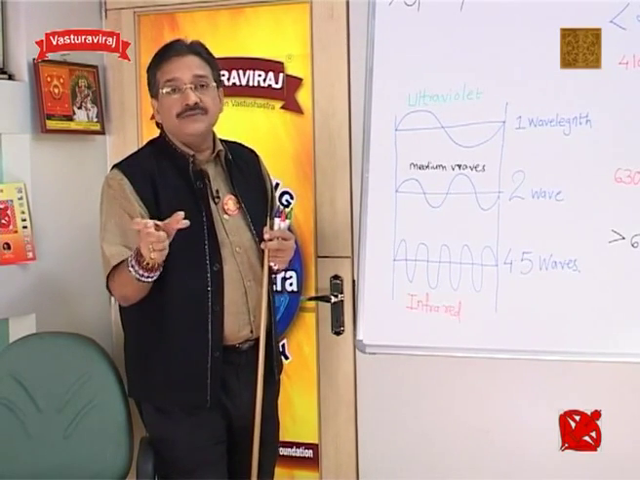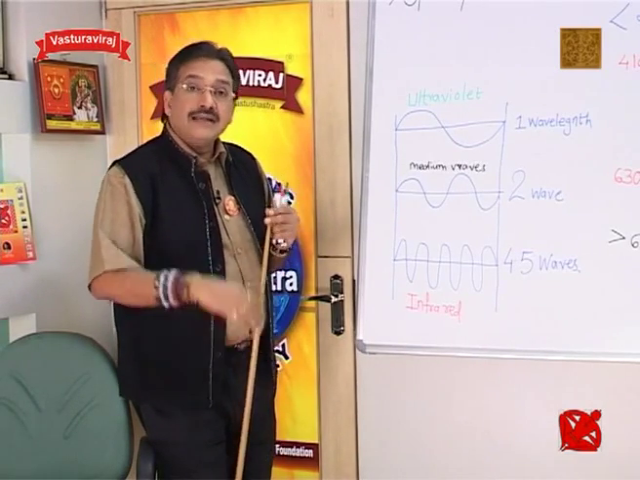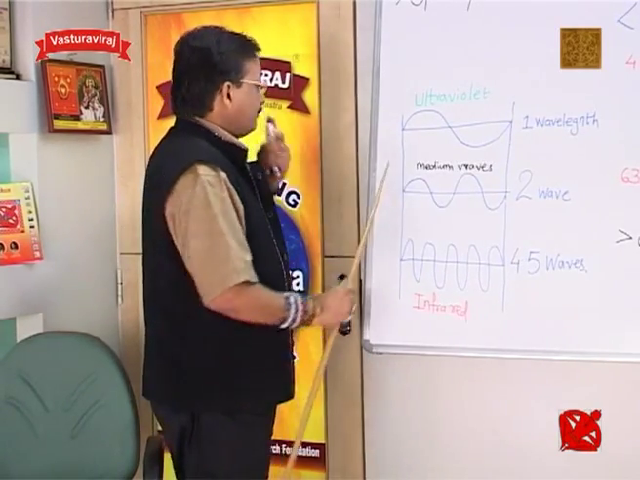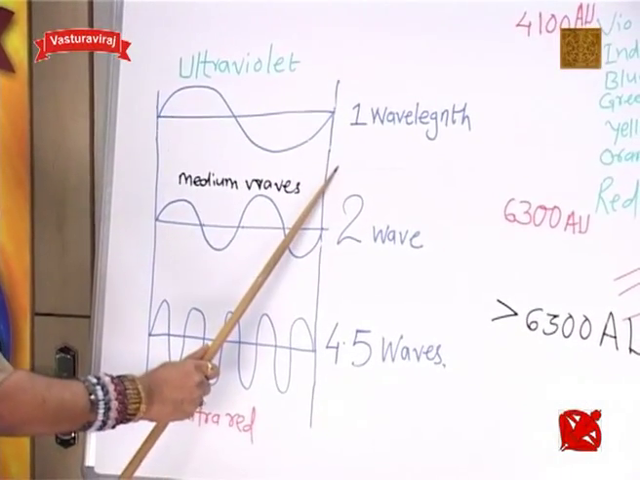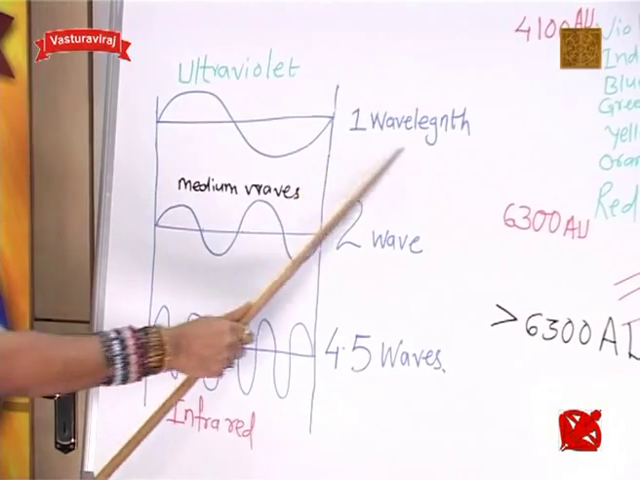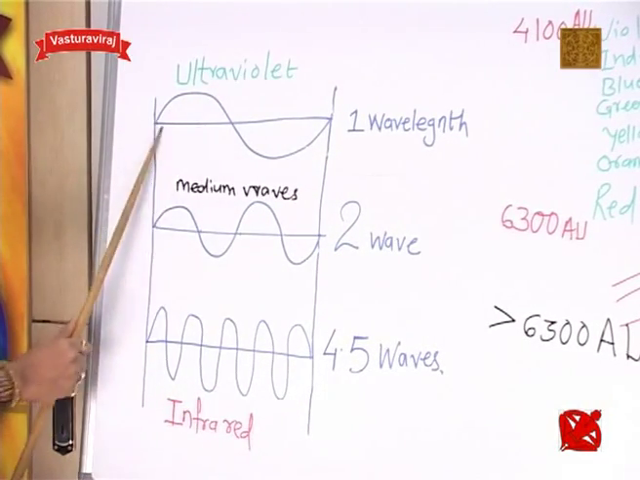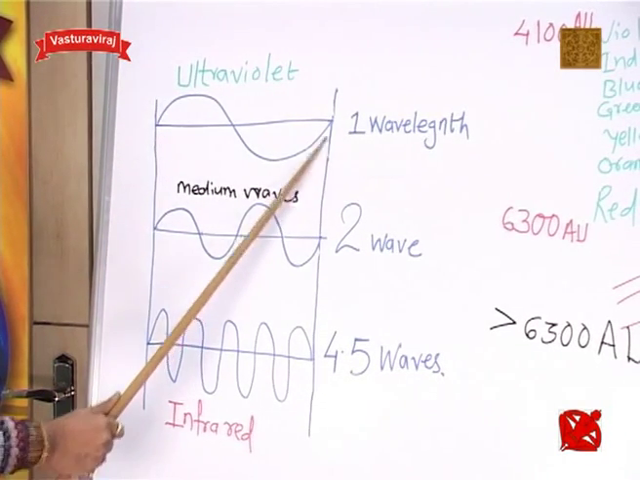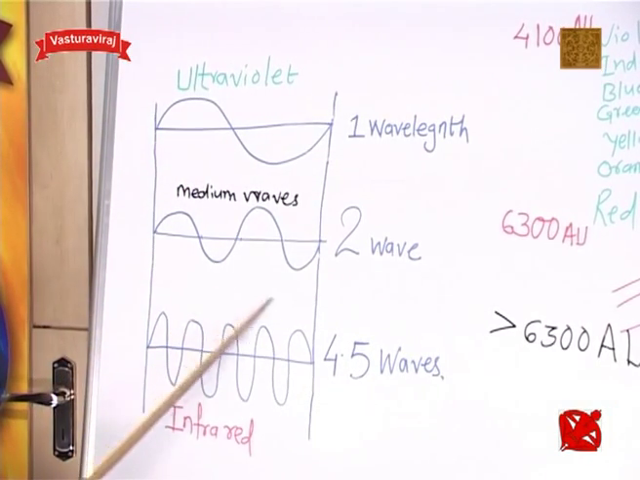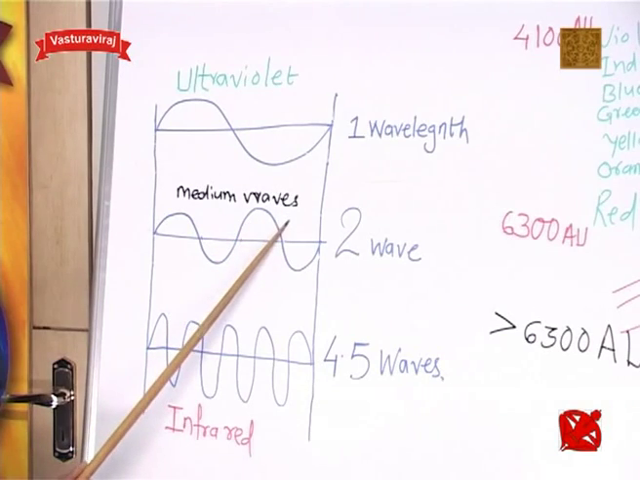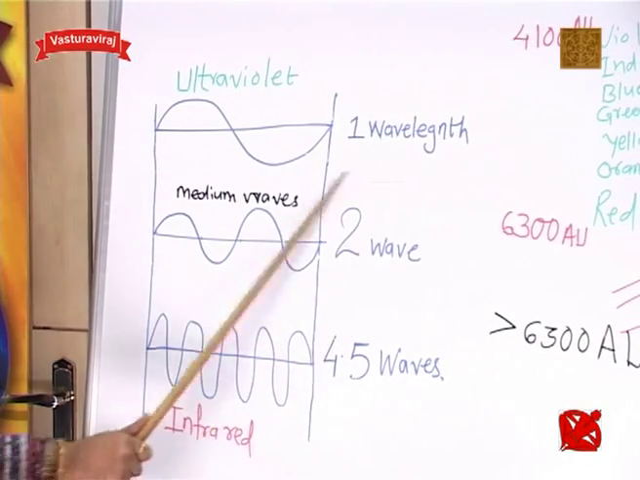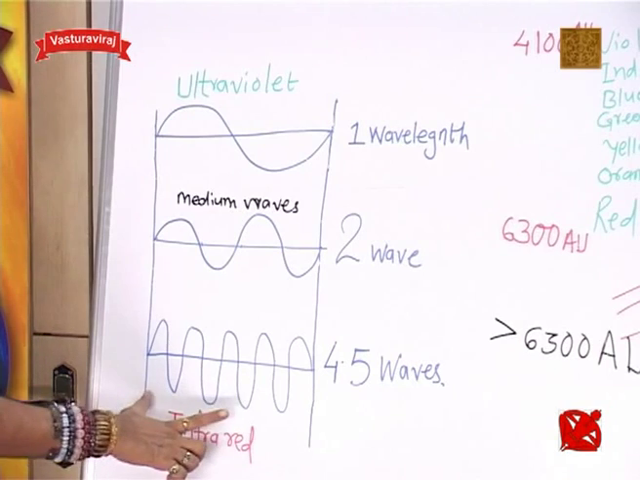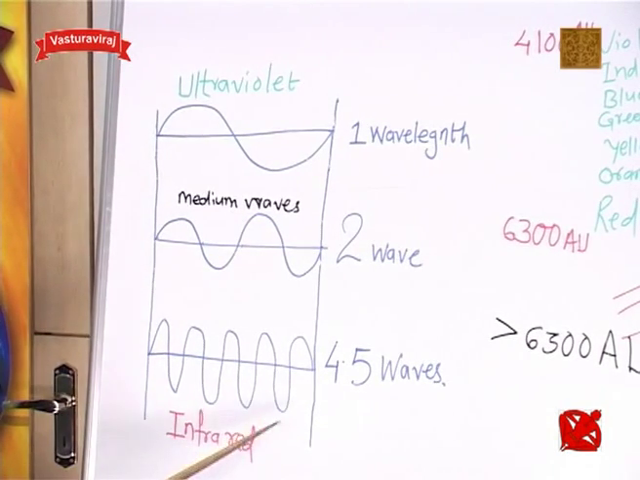Depending upon the length of the wave, that is the wavelength, they are classified into different categories. Suppose this is the wave we are discussing, the first one, where in a prescribed distance we get one wave. Consider this as the wave for ultraviolet. Then these, which I have labeled as medium waves, are considered as the waves representing the 7 colors. And these very compact waves are nothing but infrared waves.